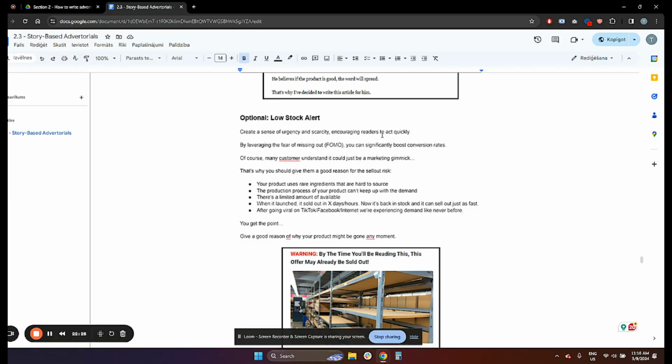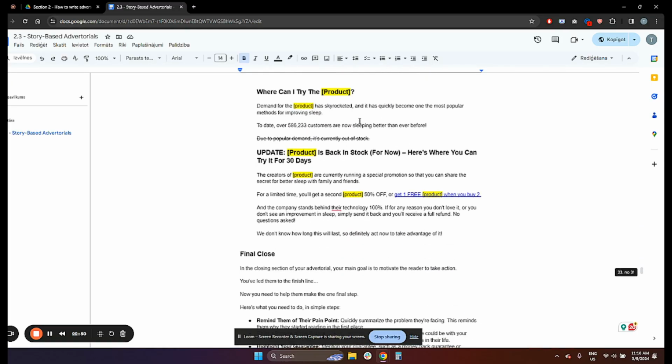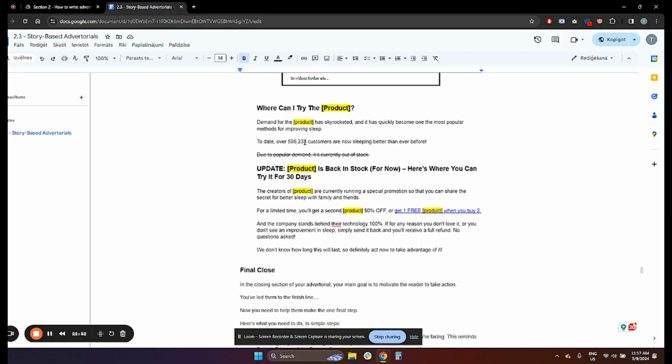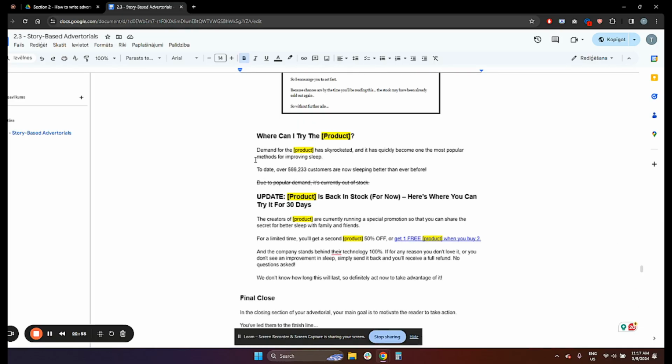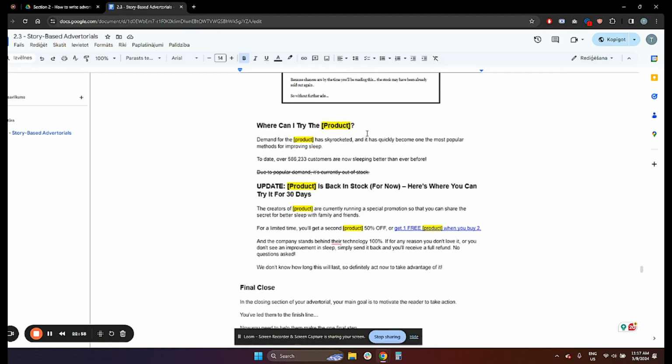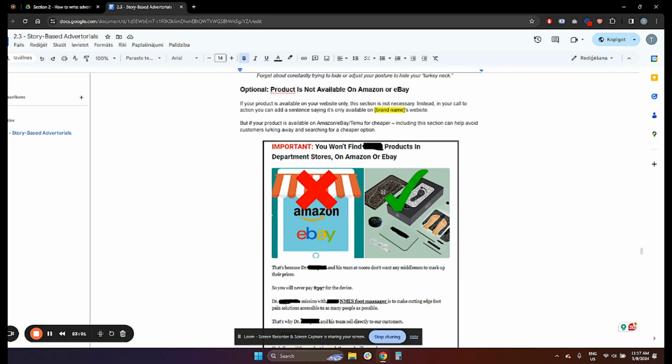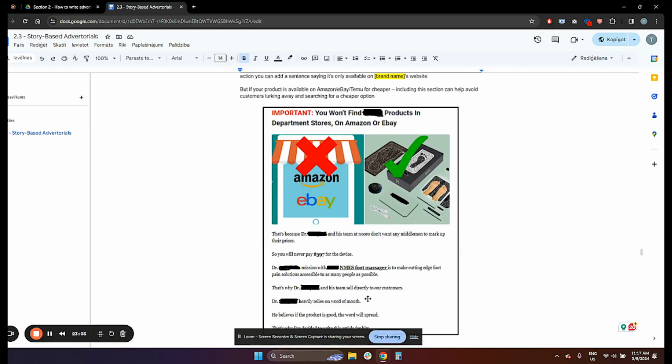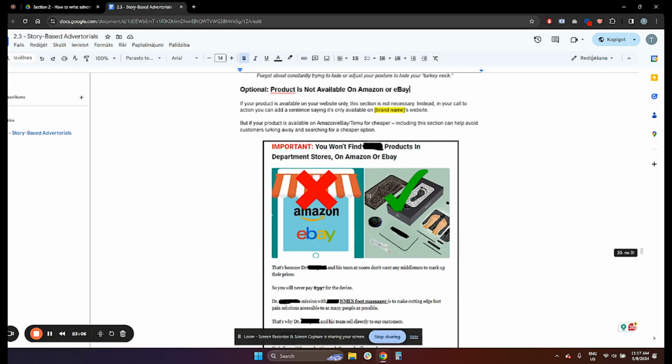the production process. Or if it's a seasonal product, like maybe it repels bugs, you can say, with the summer coming up, we are receiving an increased amount of orders, so order now before they run out of stock. Basically, you can combine it with your call to action of, where can I try the product? If you don't have to write a whole separate section on it, you can make this just one sentence to include in your call to action.